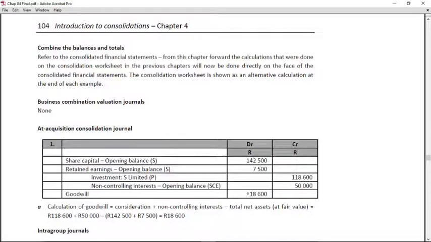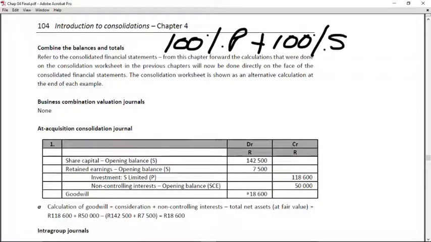Combining the balances and totals of P and S as my starting point, giving effect to the 100% P plus 100% S principle will happen on the individual line items in the consolidated financial statements.